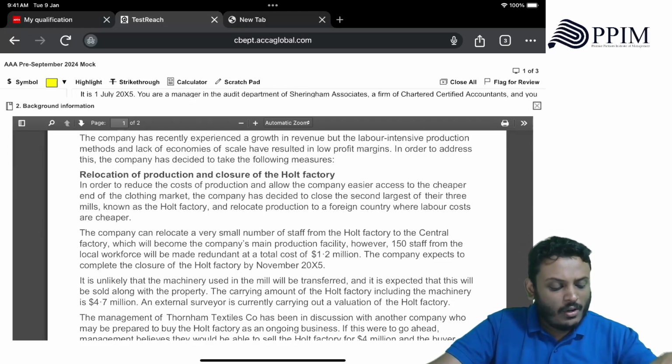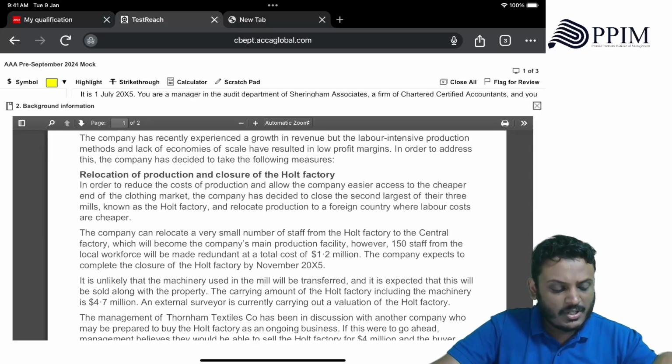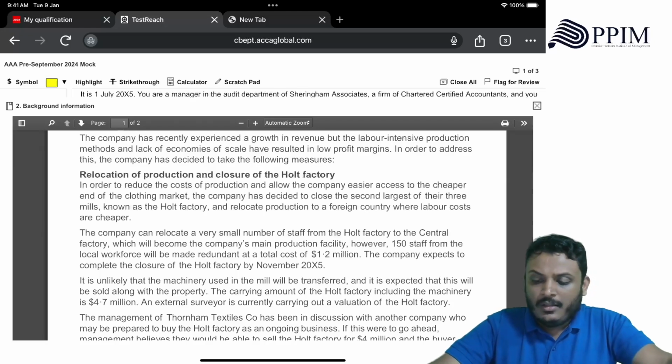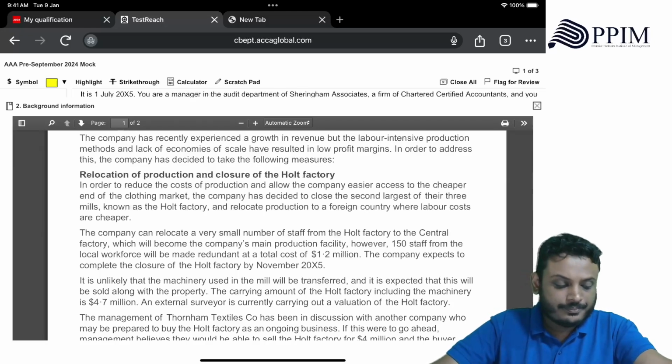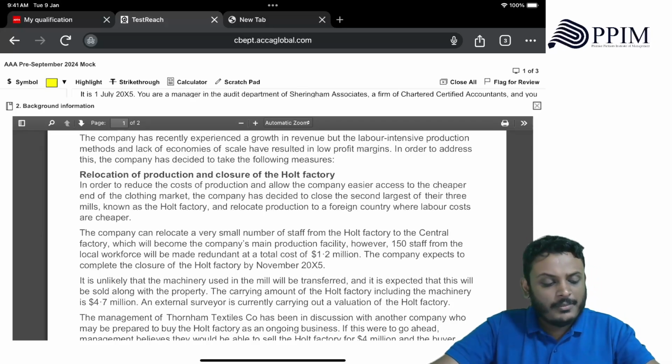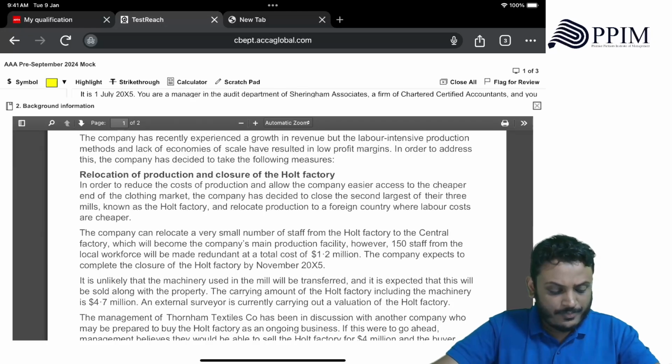And when you are relocating, there is a provision to be recognized. That is what we call restructuring and relocation related provision. And here, if you look at it, 150 staff from the local workforce will be made redundant. Total cost of 1.2 million.